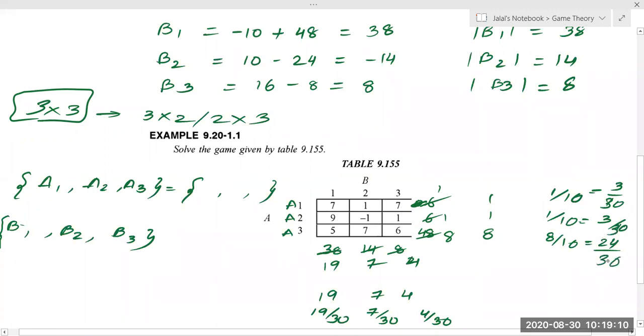Why am I doing this? Even if you don't do this, it's okay. But whenever we write probability, we should write it in the same denominator if we want to. Even if we don't write, it's okay. So this value is 3 by 30. A2 will also play the strategy as 3 by 30. And A3 strategy will be played by A as 24 by 30. And for B1, it will be 19 by 30, 7 by 30, and again it will come out to be 4 by 30.